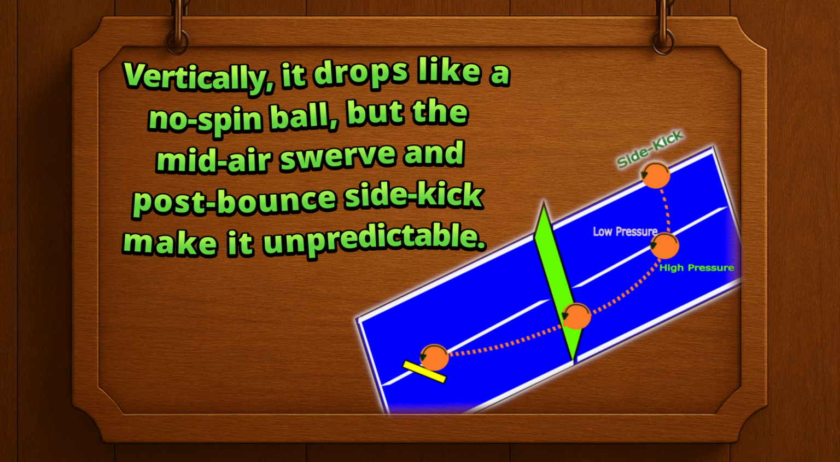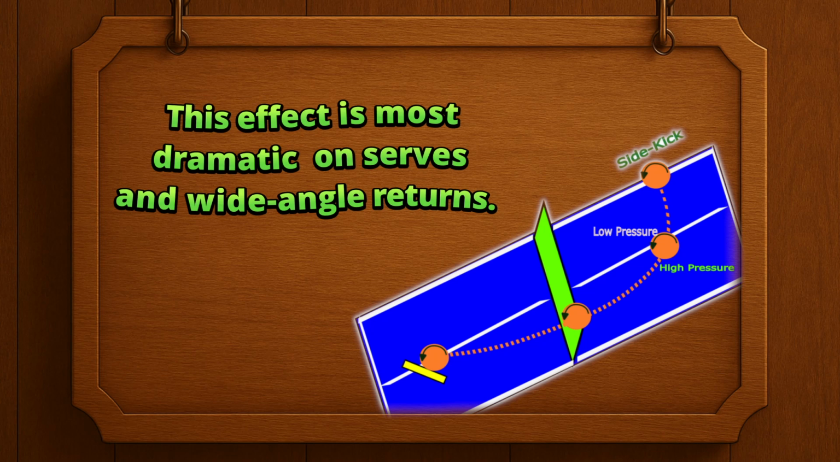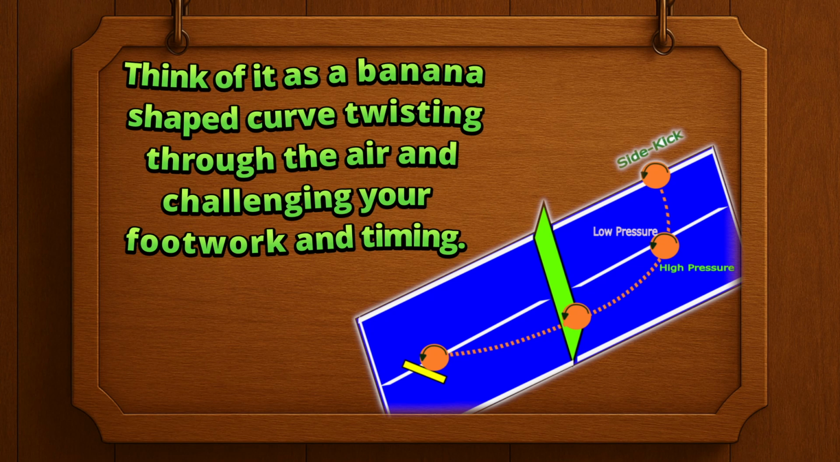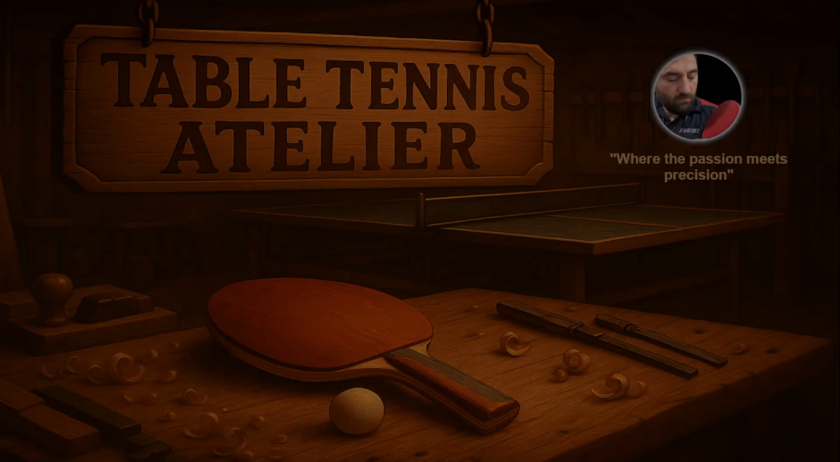Vertically, it drops like a no-spin ball, but the mid-air swerve and post-bounce side kick make it unpredictable. This effect is most dramatic on serves and wide-angle returns. Think of it as a banana-shaped curve, twisting through the air and challenging your footwork and timing.